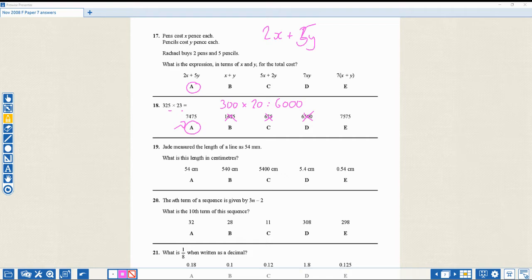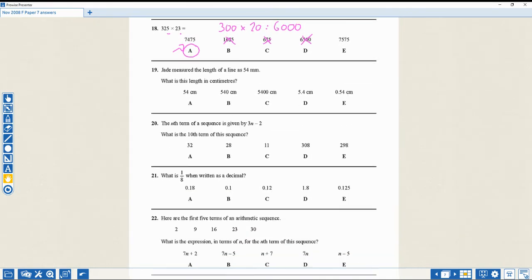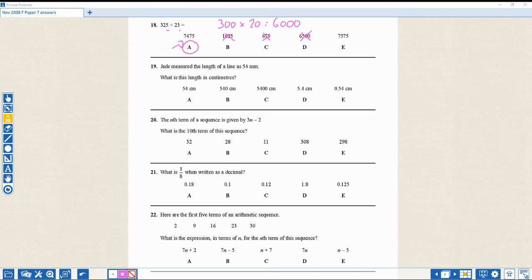Question number 19. So J measured a length of a line, the length of the line is 54 millimetres. What's this in centimetres? So there are 10 millimetres in 1 centimetre, so 54 millimetres divided by 10 is 5.4 centimetres.